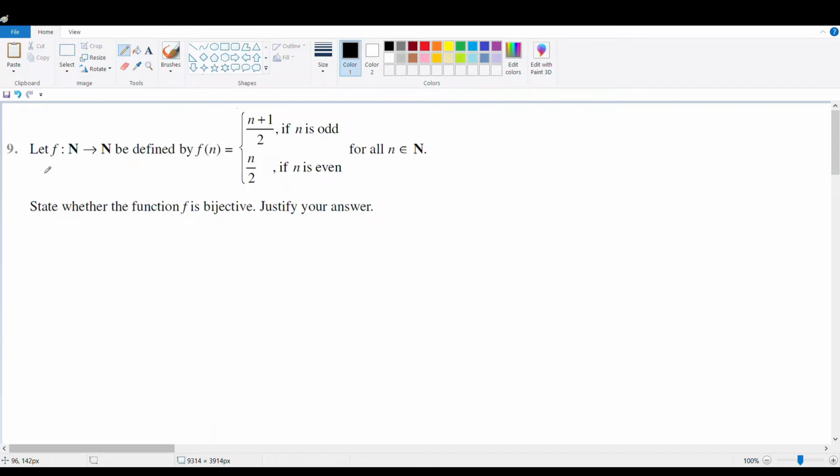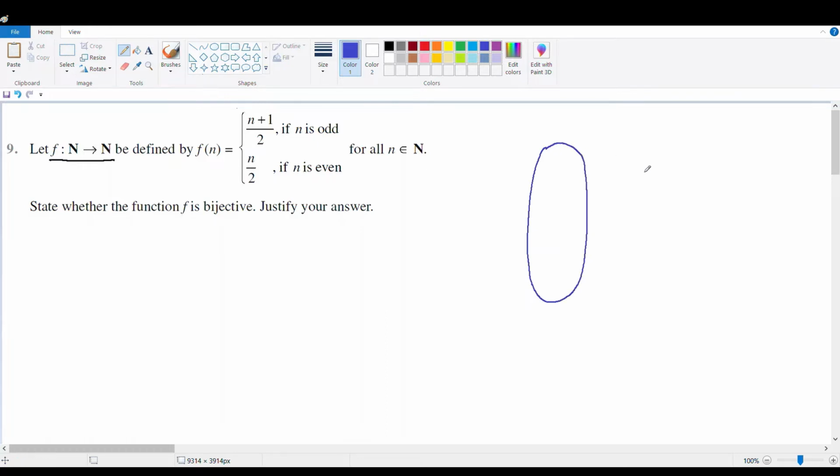Question 9. Let function f: N to N be defined as f(n) = (n+1)/2 if n is odd, and f(n) = n/2 if n is even, for all n belonging to the natural number set. State whether the function f is bijective and justify your answer. So you are given a function from N to N.